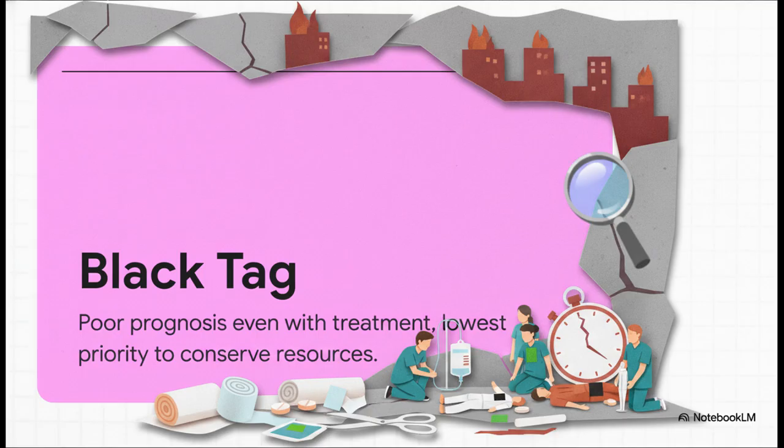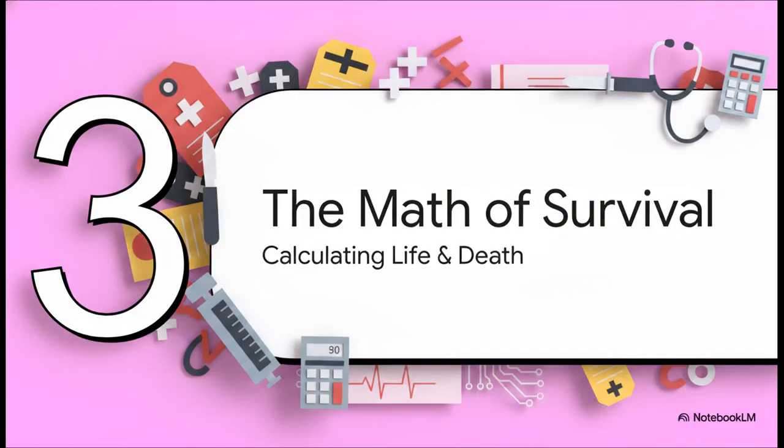What it means is that their prognosis is so poor that given the severe lack of resources, treating them would eat up the time and supplies needed to save maybe 3 or 4 other people who have a much, much better chance of pulling through. It is an incredibly heartbreaking, heavy burden for medical professionals. But in a mass casualty incident, it's an absolute necessity. Let's look closer at that in part 3, the math of survival, calculating life and death.